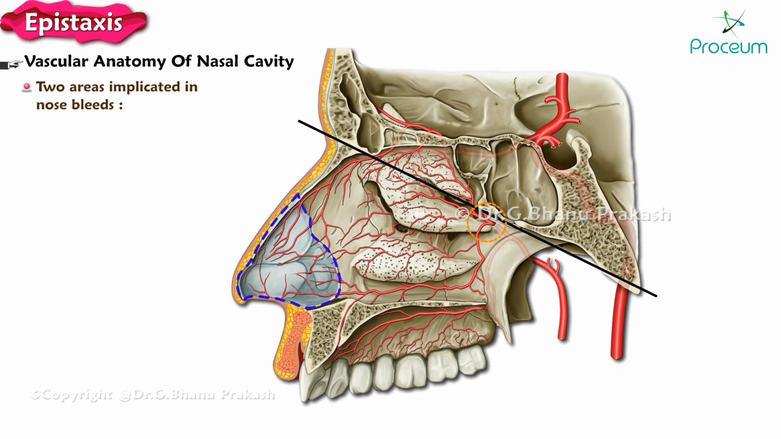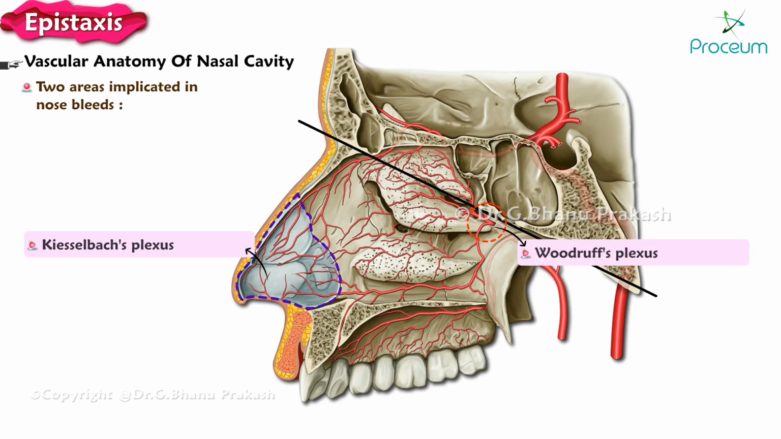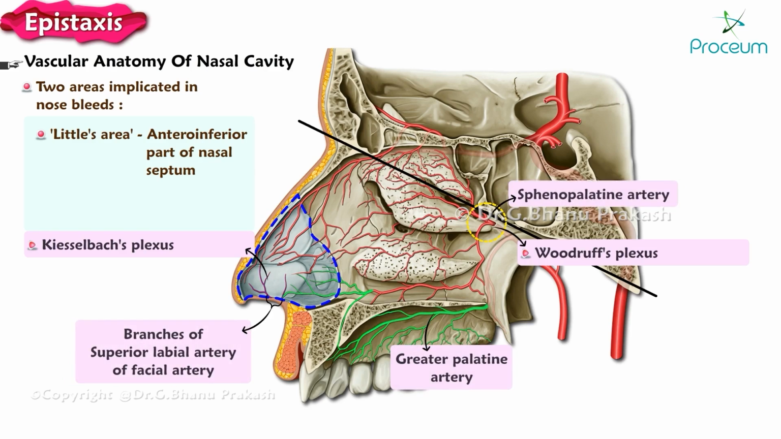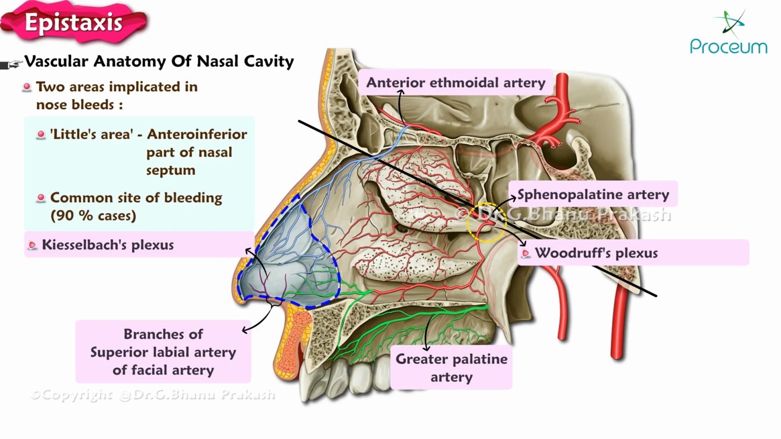There are two areas that are often implicated in nosebleeds: Kiesselbach's plexus, giving rise to anterior bleeds, and Woodruff's plexus, giving rise to posterior bleeds. Kiesselbach's plexus is situated in Little's area and the anterior-inferior part of the nasal septum. This plexus is contributed by four arteries of the nasal septum, namely 1. Sphenopalatine artery. 2. Greater palatine artery. 3. Superior labial branch of the facial artery. 4. Anterior ethmoidal artery. This plexus is the commonest site of bleeding, in 90% of cases.